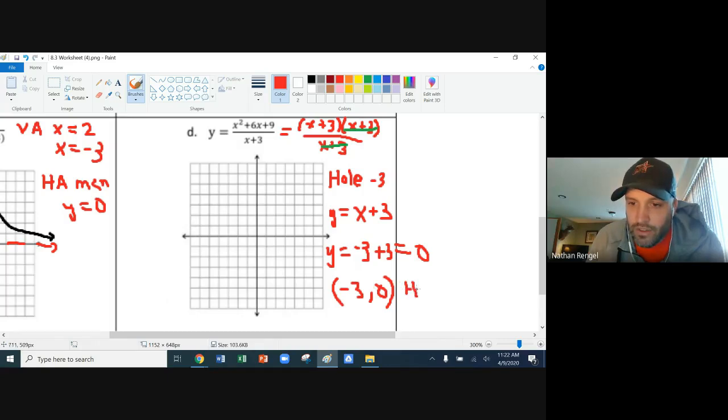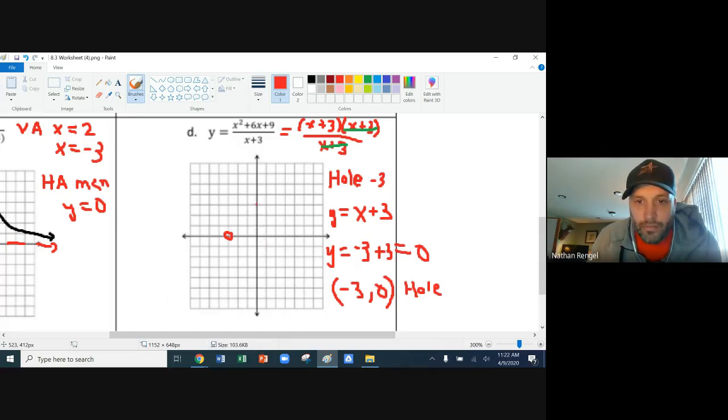So asymptotes, you can just go ahead and plot those out. You know exactly what's going to happen with an asymptote. Hole, we do have to use what's left of the function, figure out where my hole is going to be located. So negative 3, 0, we'll graph that right here. There's going to be your hole. And then we'll just graph our slope-intercept form.